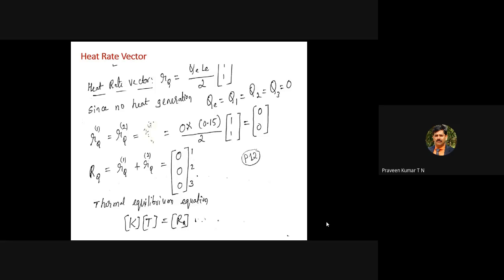In some cases they may give a heat generation rate. In such cases you have to write these vectors and put in the appropriate values. But in our case there is no heat generation. So Q1 is equal to Q2 is equal to 0. That means the heat rate vector is given by QE LE divided by 2, times 1, 1. QE is nothing but heat generated per unit volume.